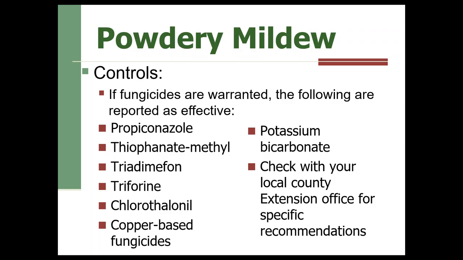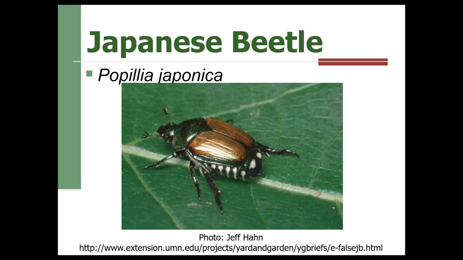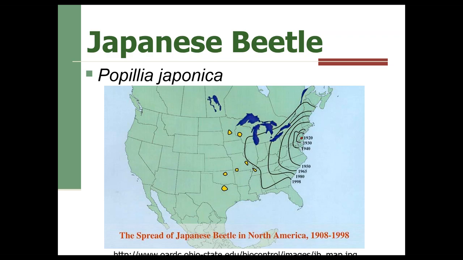The next major pest is Japanese beetle, Popillia japonica. And this critter is well known to people in the East and the Midwest, where it is a major problem on many, many plant species there. The Japanese beetle was first discovered in New Jersey in the 1920s, and this map here shows how it has progressively moved over about an 80-year period.